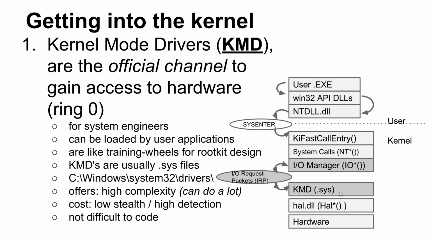So, developing a kernel mode driver does not take a lot of code. In the Rootkit Arsenal, most of the examples are about one page of code, and it allows a lot of capabilities at that level, since it's so low level in the operating system. And the problem with this approach is that it is very detectable, and it is not stealthy at all.